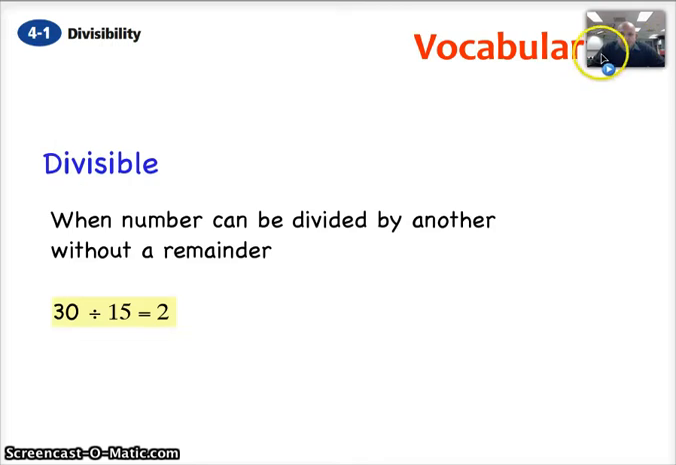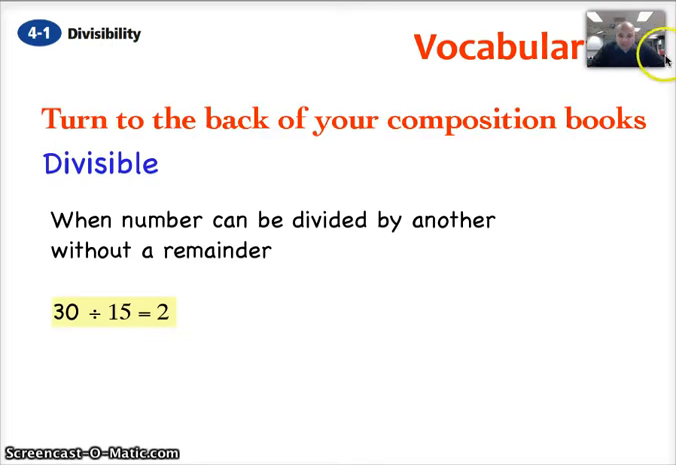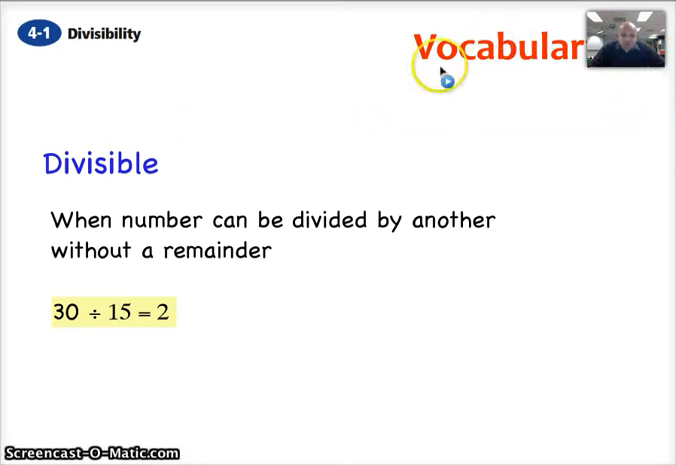I want you at this point to go ahead and turn to the back of your composition books where we will write down three terms and the definitions to those three terms. The first term is divisible. You've heard this term before, but let's go ahead and define it solidly. When a number can be divided by another without a remainder.